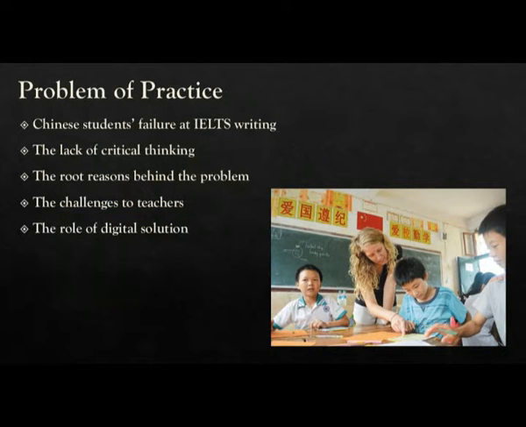The lack of critical thinking is the very reason that deters Chinese students from meeting the basic requirement of the IELTS writing test. According to the statistics of IELTS test taker performance 2019, the average score of Chinese students is only 5.5, whereas most universities require foreign applicants to reach 6 for their IELTS writing. First, let's see how the problem has been identified.